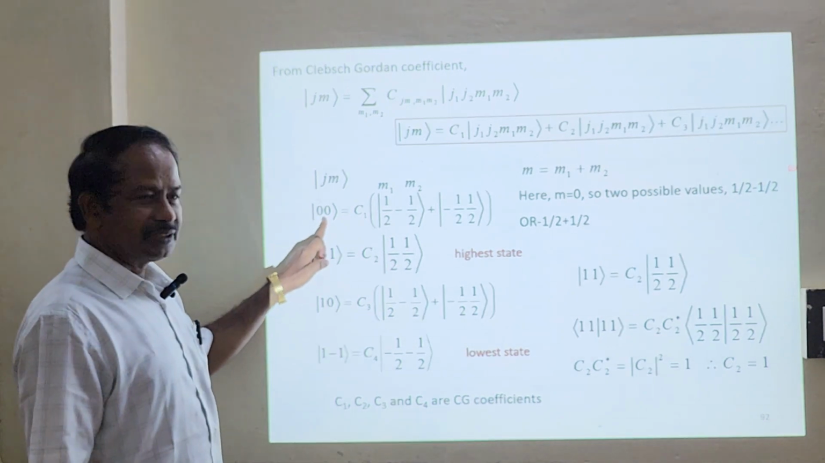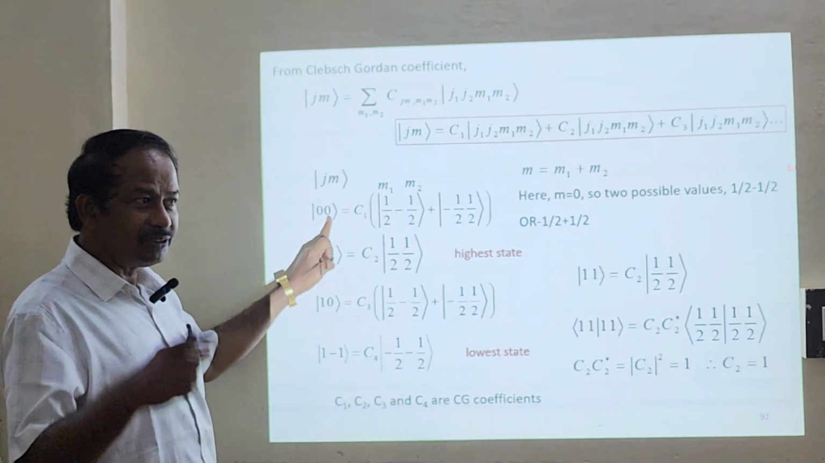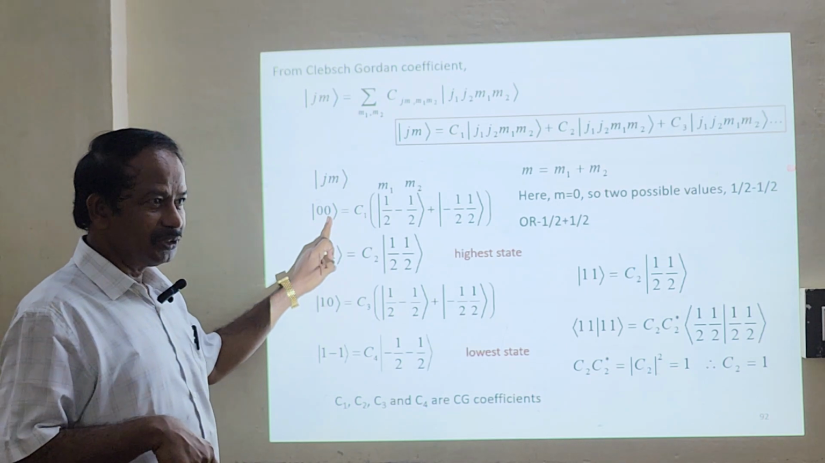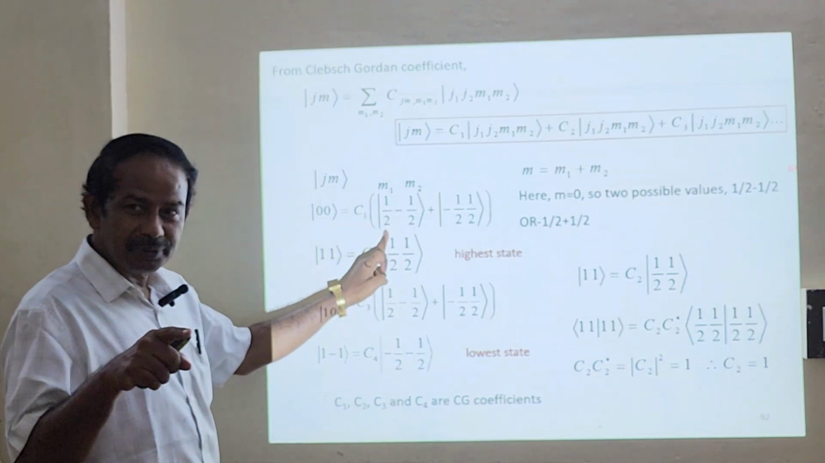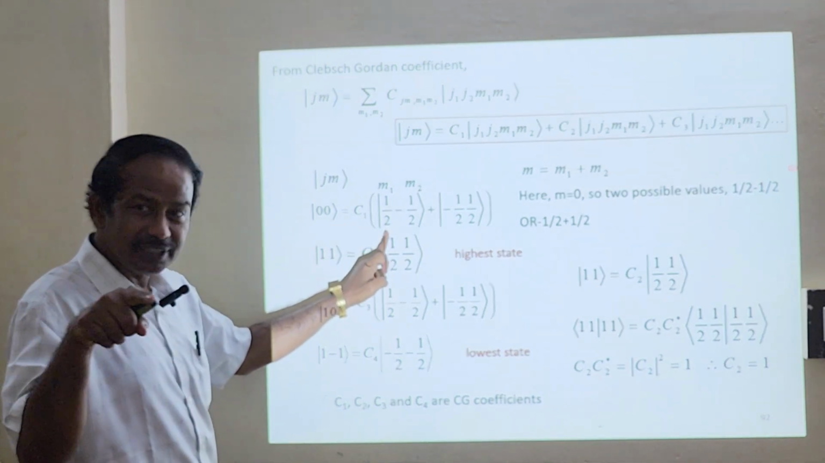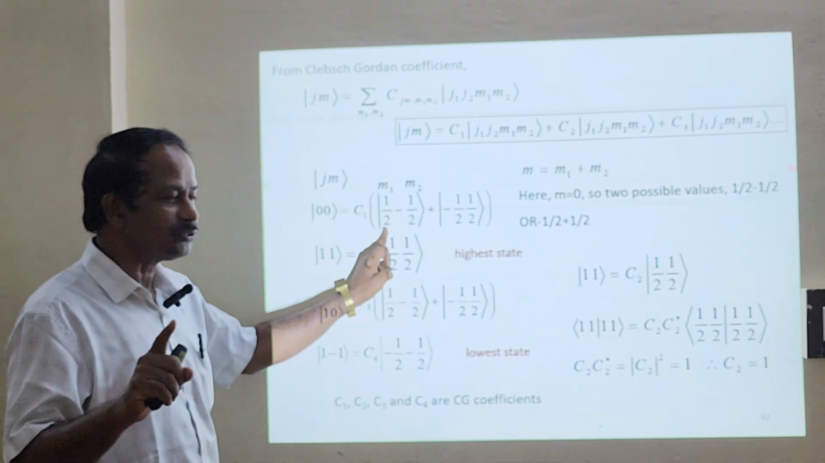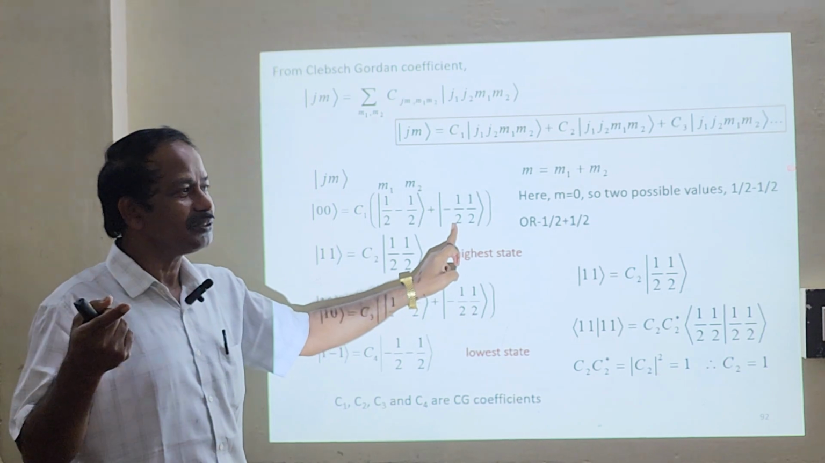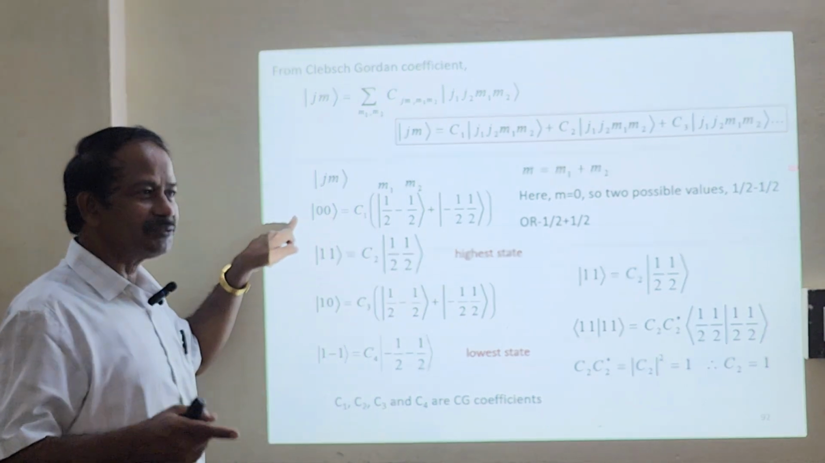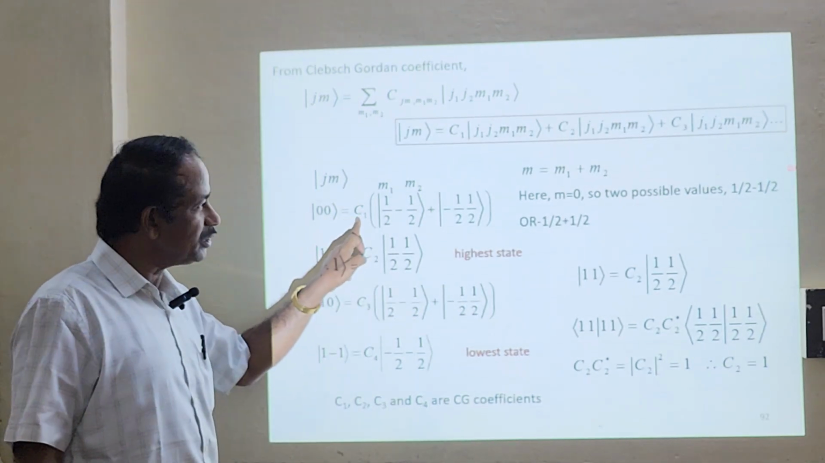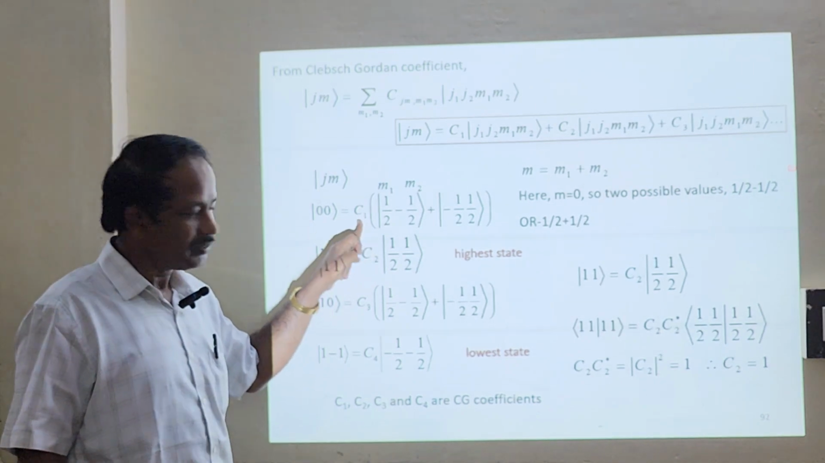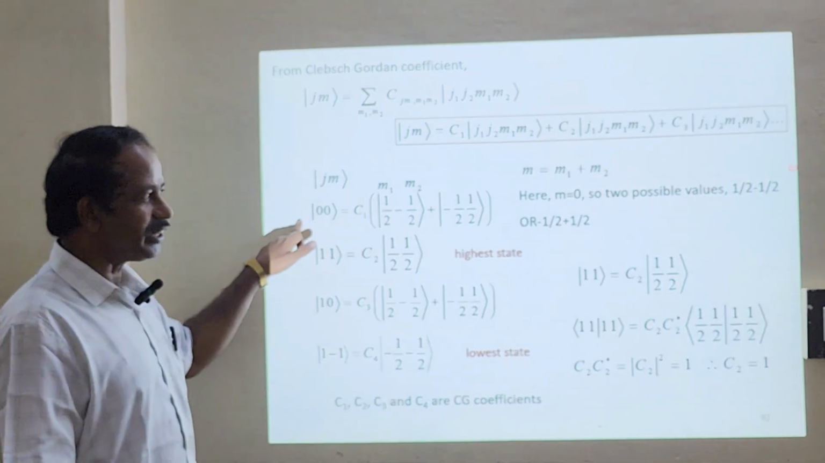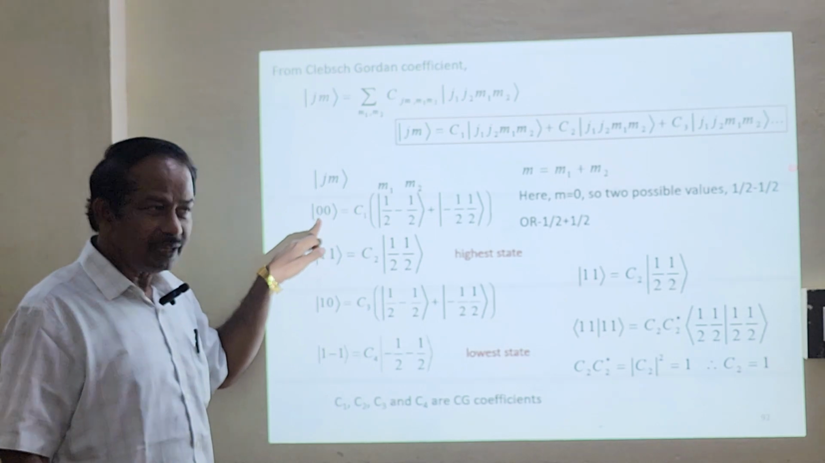So 0, 0. What is the m value? The m value is 0, so your m1 plus m2 must be 0. So 1/2 minus 1/2, the answer will be 0. Minus 1/2 plus 1/2, 0. So a linear combination of these two will give you this. We are going to find out c1, so this will be your c1. Is it okay? Let me repeat.